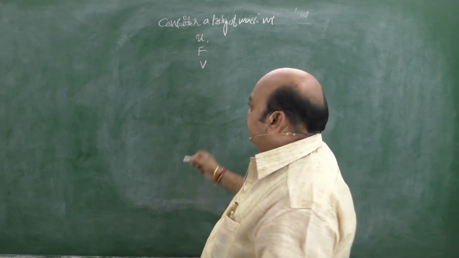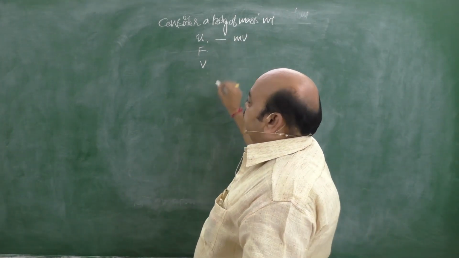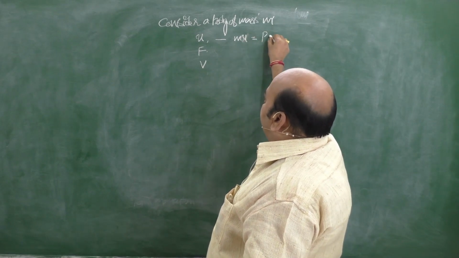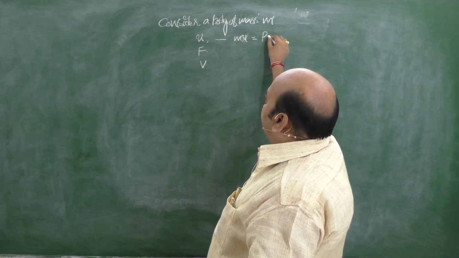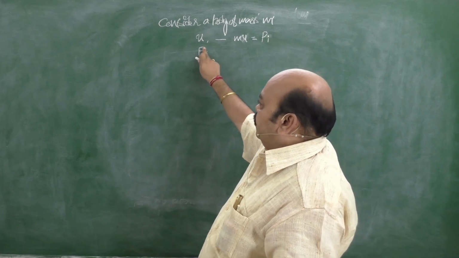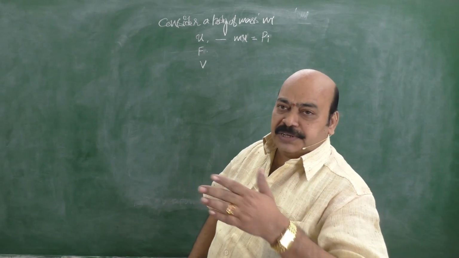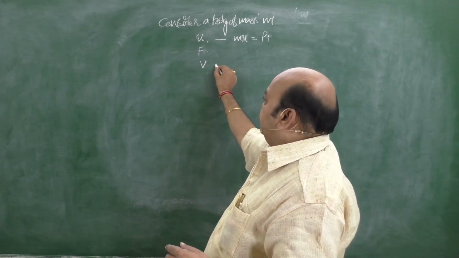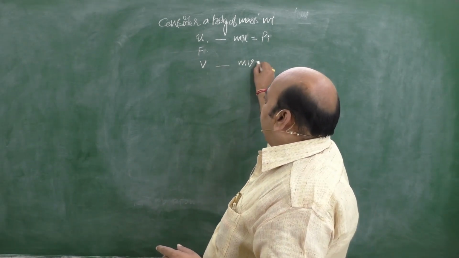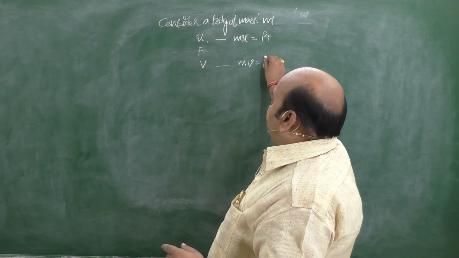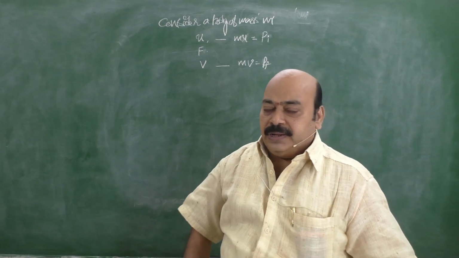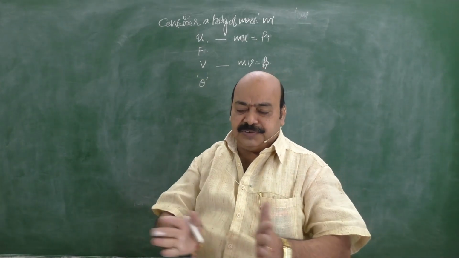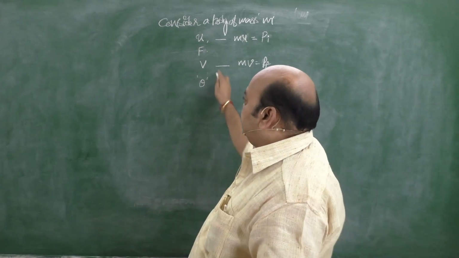Then what happens? The initial momentum is mu, which is nothing but p initial. By the application of the force F, its velocity changes, meaning its magnitude and direction also change. That final momentum becomes mv, which is nothing but p final. Let theta be the angle between the initial and final velocities by the action of the external force F.